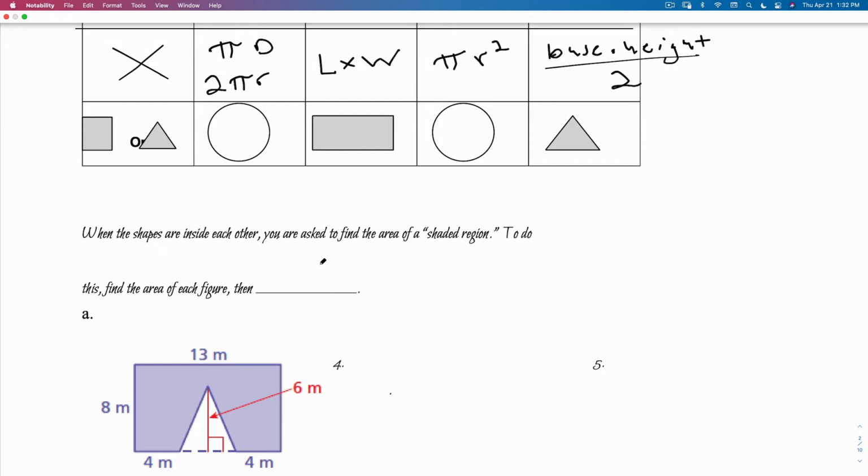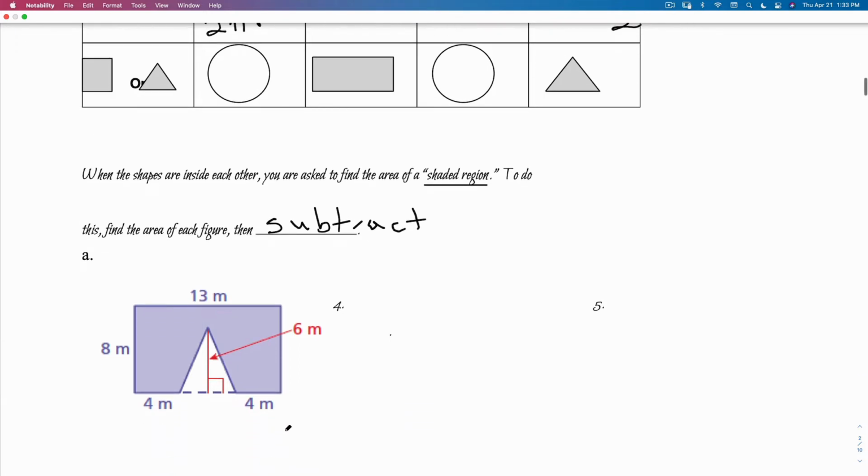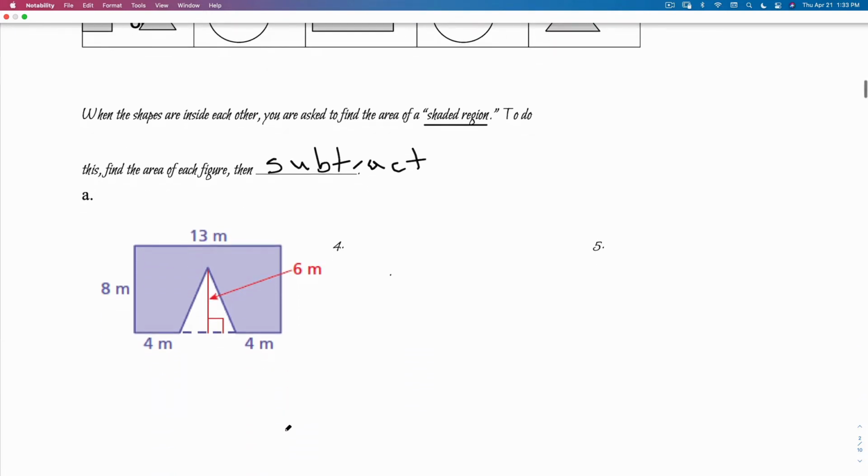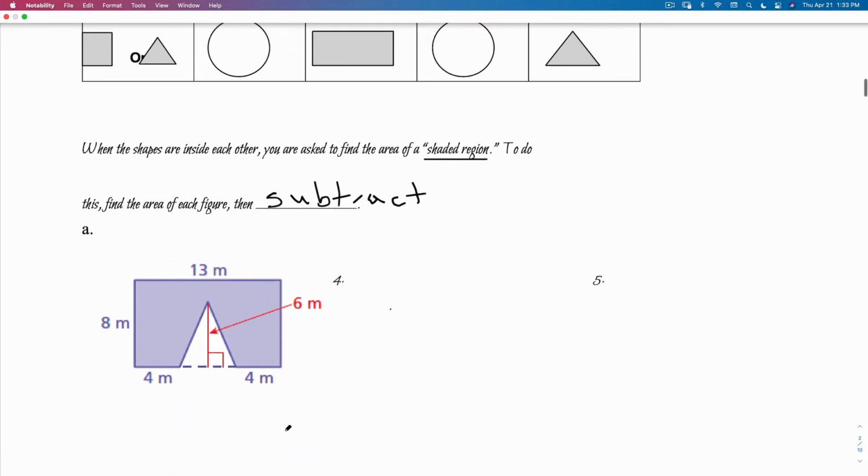When the shapes are inside of each other, like example A, you're asked to find the area of that weird word that Lola pointed us to, the shaded region. To do this, you're going to find the area of each figure, the shaded figure and the white figure. Then you're going to subtract them. Yesterday, we added the 2 super shapes together. Today, if they're inside, we subtract. Let's check out example 1.